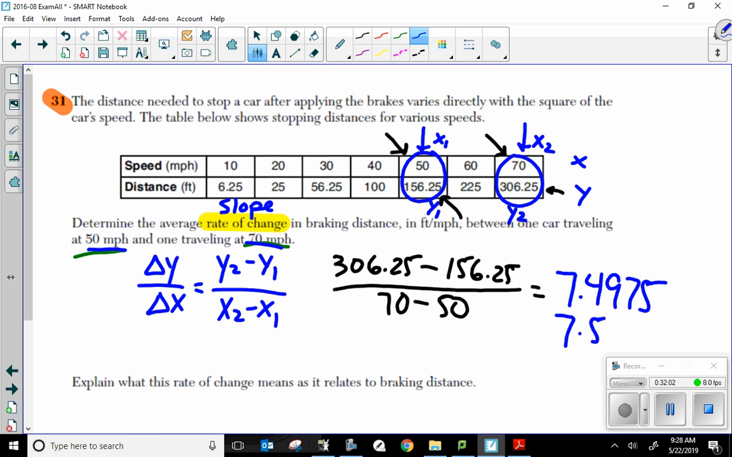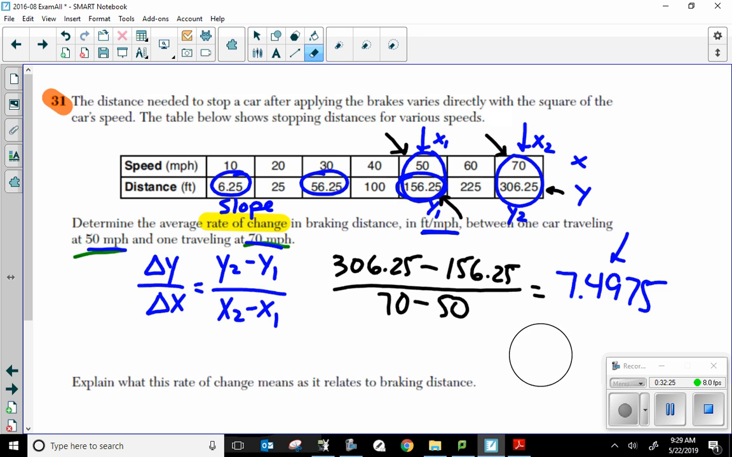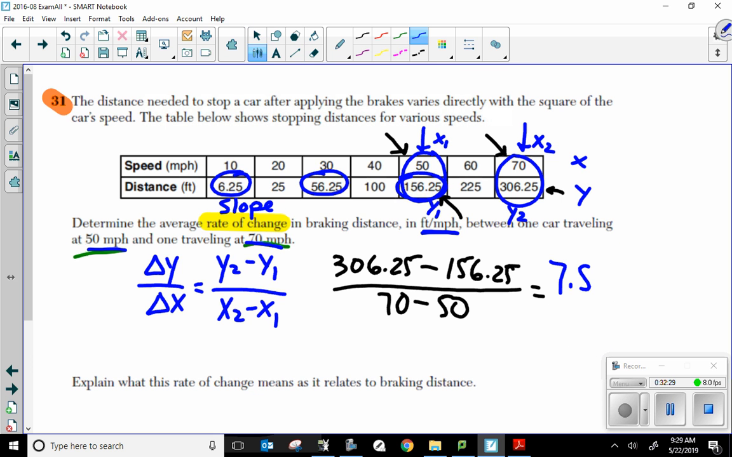7.5. So how come all of my y numbers, decimals, are 2 decimal places? I would have made this 2 decimal places, which would have rounded to 7.5 anyways. But really, you should type it in the calculator in the right manner. So this is the rate in feet per miles per hour. So if I am going to adjust that, I will call that 7.5 feet per miles per hour.